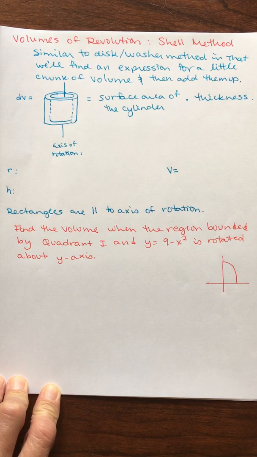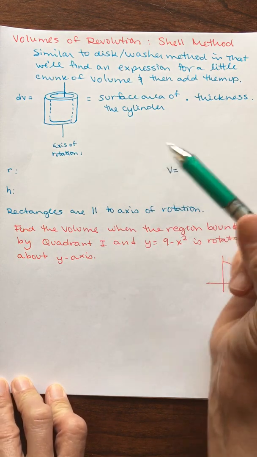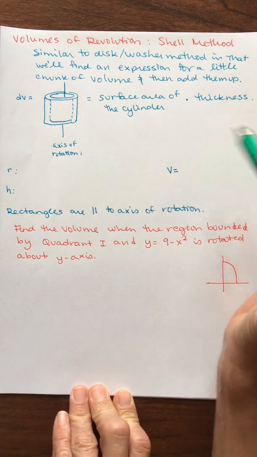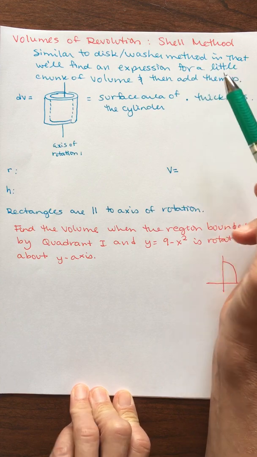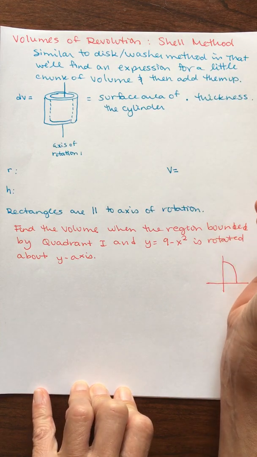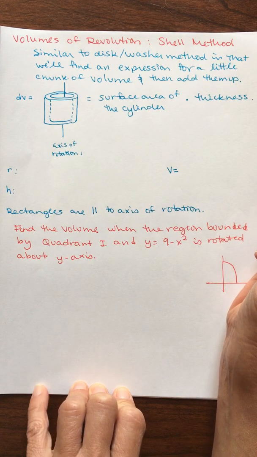So I want to show you an option for finding volumes of revolution. This method is called the shell method. It is similar to the disk washer method in that we're going to find an expression for this little chunk of volume and then we're going to add them up.